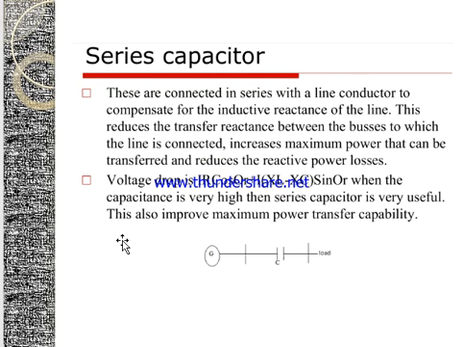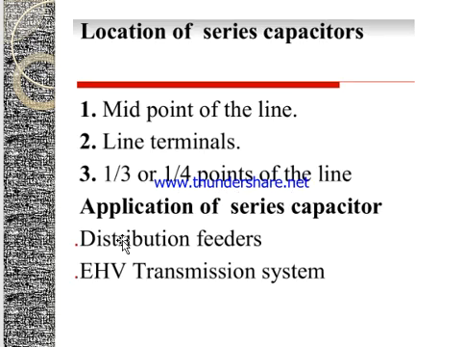Let us consider the next type, that is the series capacitor type. In this case, they are connected in series to a line conductor to compensate for the inductive reactance of the line. This reduces the transfer reactance between the buses to which the line is connected, increases the maximum power that can be transferred, and reduces the reactive power losses. The voltage drop, obviously we know, is due to resistance, inductance and capacitance effects. This also will improve the maximum power transfer capability.